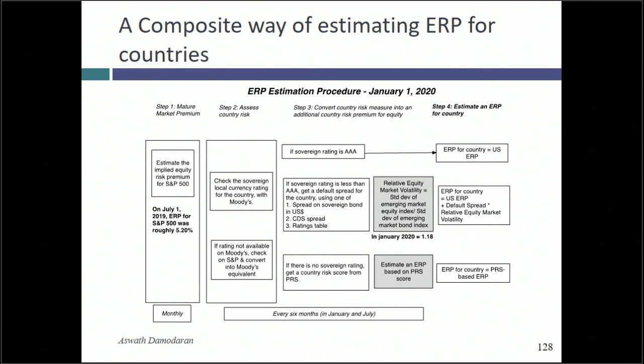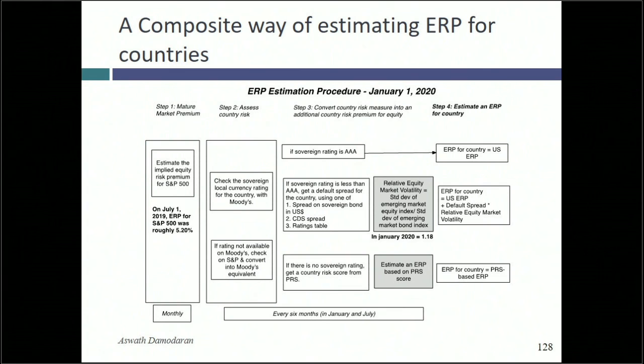Rather than look up each country's equity standard deviation and government bond standard deviation, I look up the standard deviation in an index, two indices actually. One is an S&P index of emerging market equities collectively. And the second is an S&P index of emerging market government bonds collectively. So rather than look up each country, I look up what that ratio is for the indices. I get 1.18.